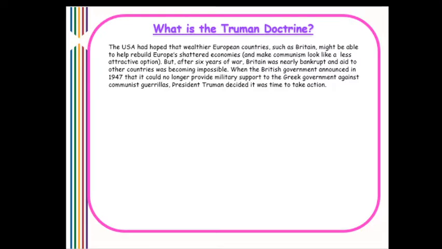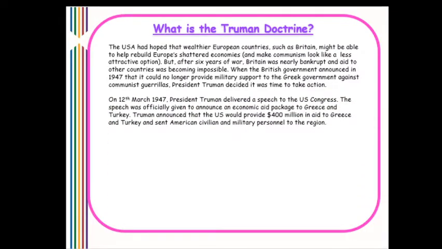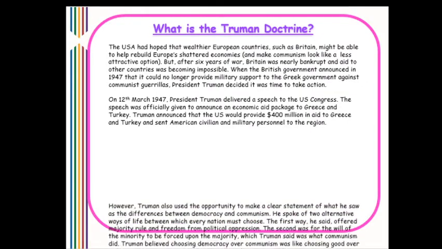But after 6 years of war, Britain was nearly bankrupt and aid to other countries was becoming impossible. When the British government announced in 1947 that it could no longer provide military support to the Greek government against communist guerrillas, President Truman decided it was time to take action. On the 12th of March 1947, President Truman delivered a speech to the US Congress. The speech was officially given to announce an economic aid package to Greece and Turkey. Truman announced that the US would provide $400 million in aid to Greece and Turkey and sent American civilian and military personnel to the region.